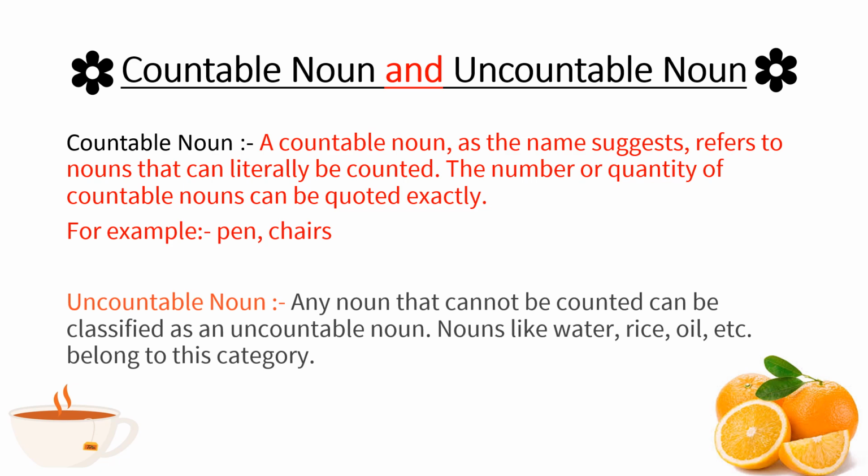Uncountable nouns. Any noun that can't be counted can be classified as an uncountable noun. And the number or quantity of an uncountable noun cannot be quoted exactly. For example, water, rice, oil. We can't say 40 water, 40 rice, 40 oil. We can't say that. So the number or quantity can't be quoted.